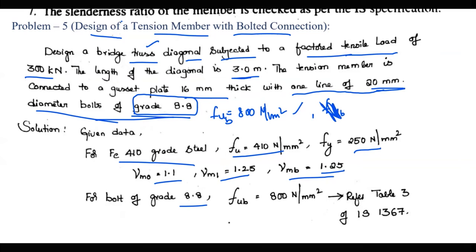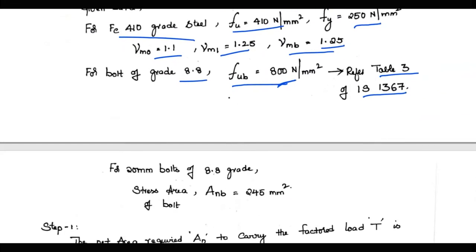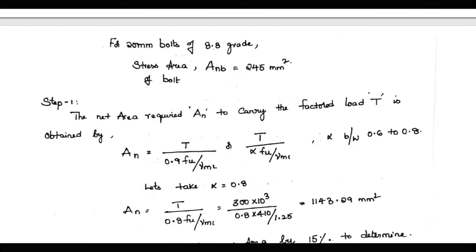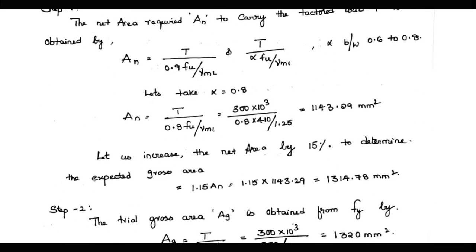So grade of bolt is 8.8, so Fub is 800 Newton per mm square. You can refer table number 3 of IS 1367 to know this value. Okay, so let us design with this. So as I told you in the previous procedure, let us find out the net area that is required. So the net area is given by T by 0.9 Fu by gamma m1.